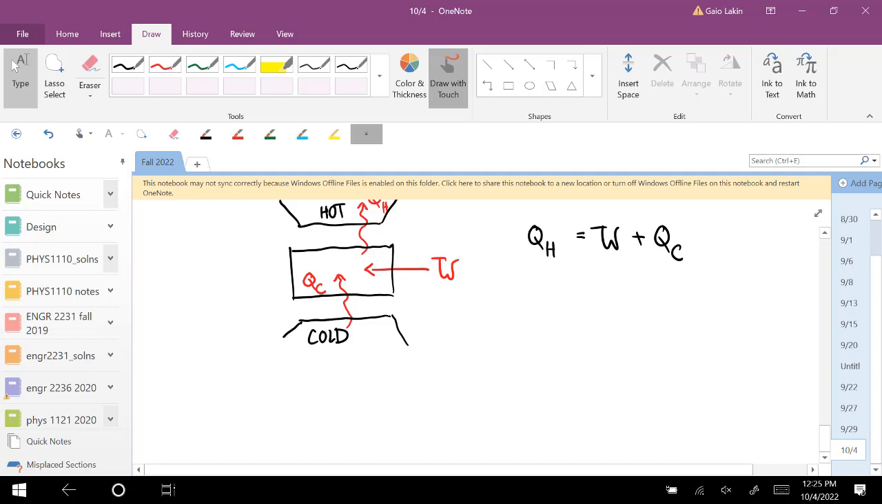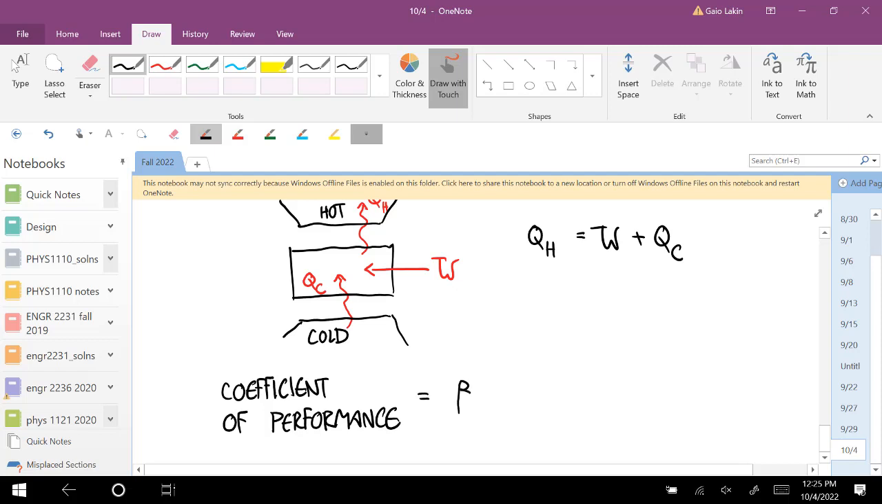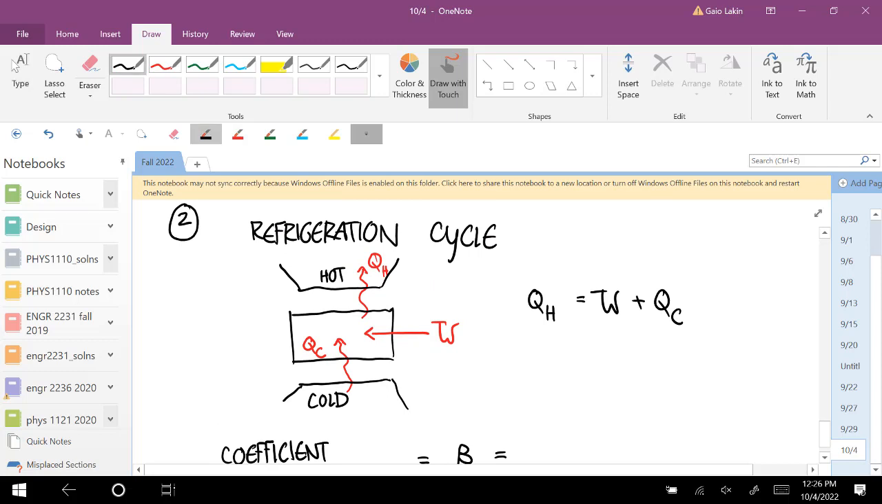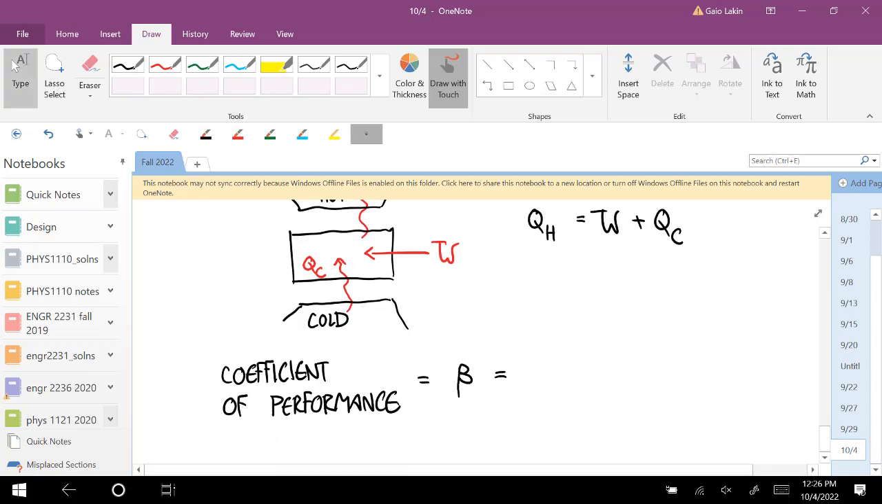The performance of a refrigeration cycle, we'll call it the coefficient of performance, and we'll use the Greek letter beta. If you're thinking about the performance of a refrigeration cycle, what you're trying to do is get as much energy out of the cold reservoir as you can, inputting as little work as you can. And so we'll define this as QC over W.